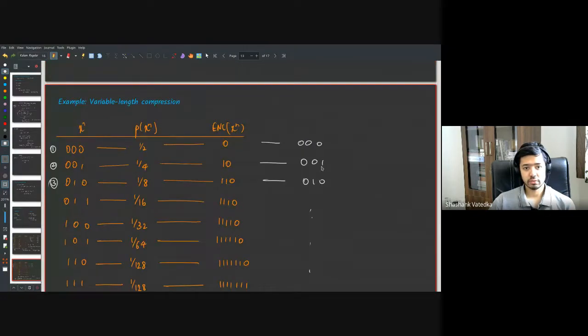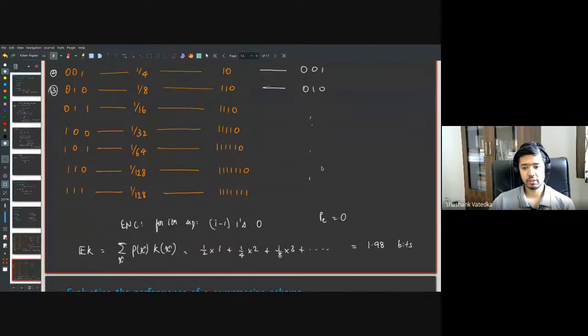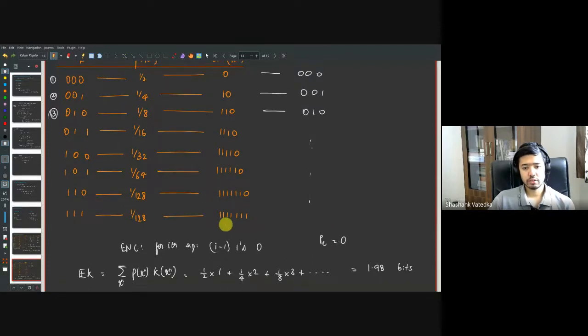So we designed a variable length compressor for which the expected length is only 1.98 bits, even lower than the previous case, and the probability of error is 0. Right? We're never making an error. But what is it that we're trading off? So we're trading off the maximum length, right? So in the previous case, the compressed length was always equal to 2 bits. Whereas in this case, the maximum size of the compressed sequence is, in the worst case, 7 bits. Right?